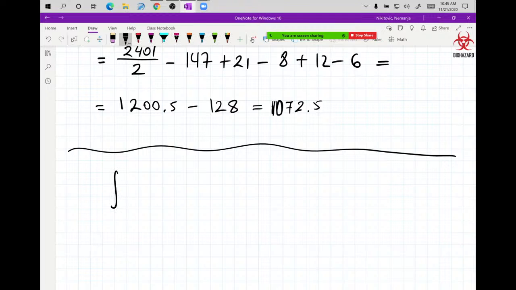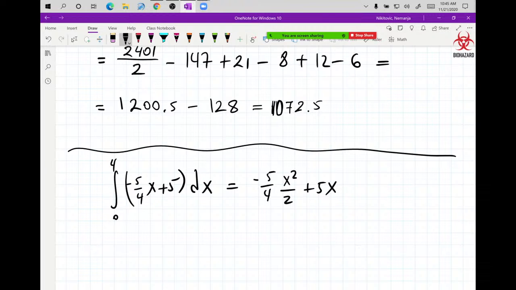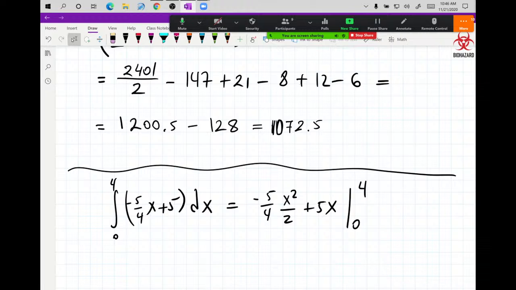So we had integral 0 to 4 of negative 5 over 4x plus 5 dx. So this has to come out the same as the one, and we have to get 10 when we do this, right? We have to get 10. So we integrate, we copy the constant, make this x squared over 2 plus 5x computed from 0 to 4. So this is our integral. So we did the basic antiderivative where x became x squared.